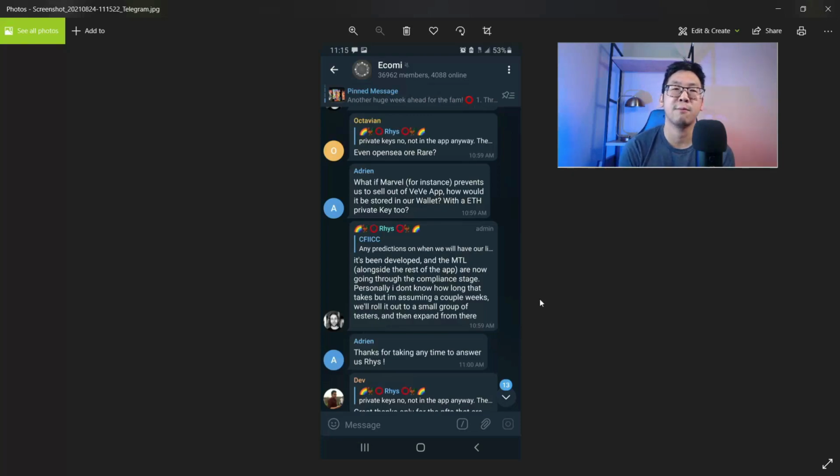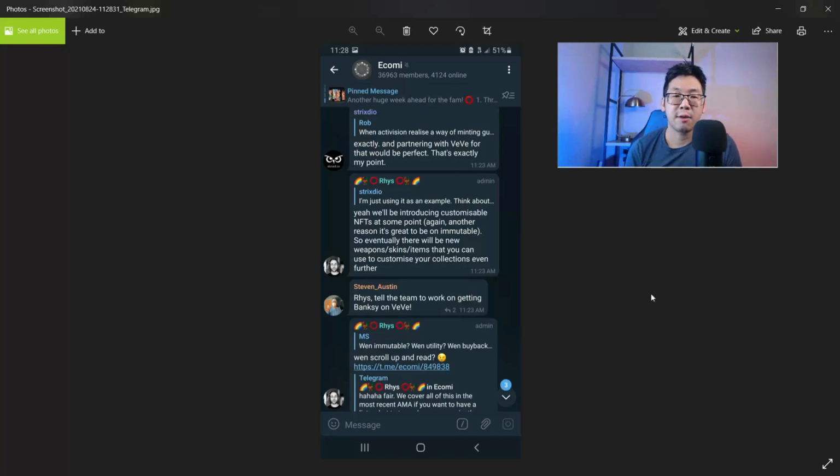Eventually, when we can actually buy and sell with OMI, I think that's a good stopgap solution, but I think people will be happy once we have a full MTL capability. Another thing you might be interested in, Rhys says, yeah, we'll be introducing customizable NFTs at some point. Again, another reason it's great to be on Immutable. So eventually there will be new weapons, skins, and items that you can use to customize your collections even further.